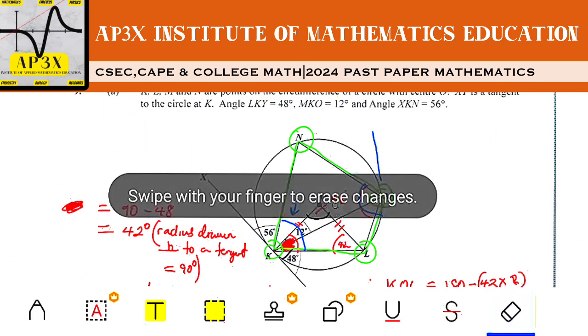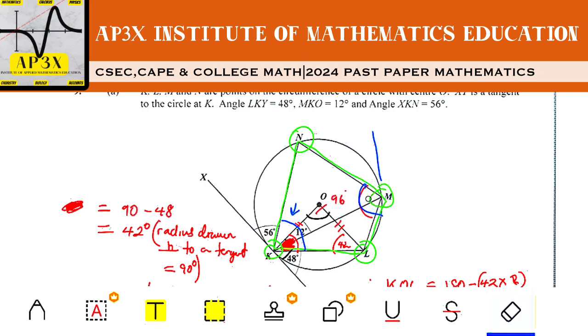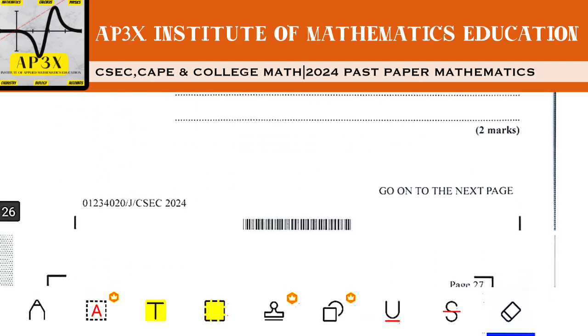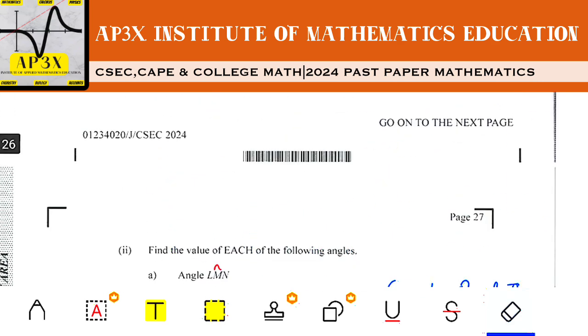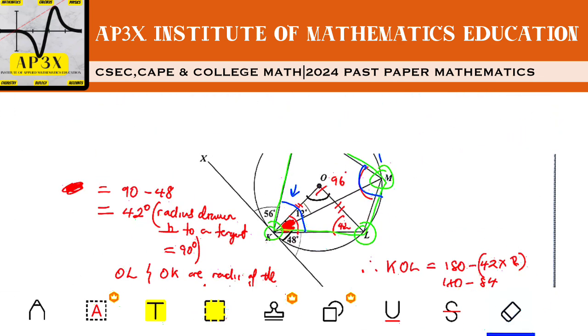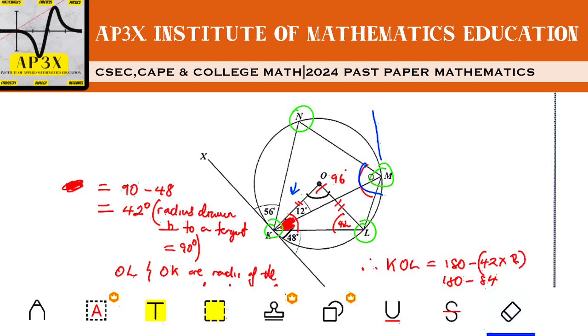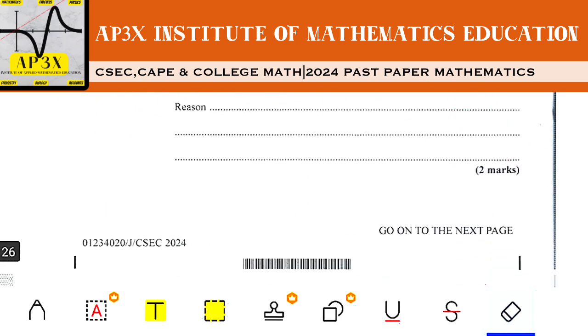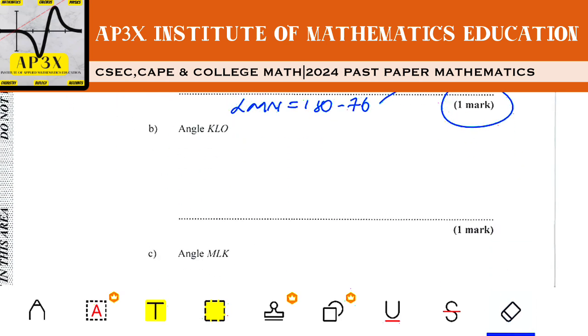Let's clear up this diagram a little bit here. Let's just leave it at that. So we're looking for angle KLO. Let's have a look at where that is. So that's K down here, L here, and O. Okay, so we were fortunate enough to find it already. That is in fact 42 degrees. All right, so we know that KLO is 42 degrees.